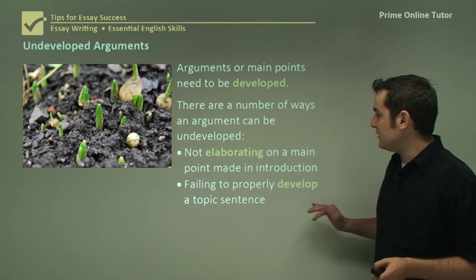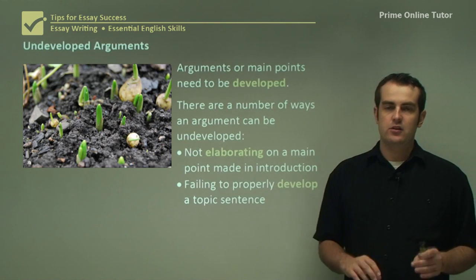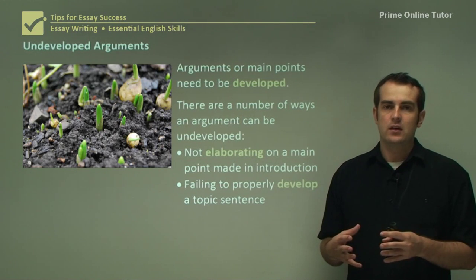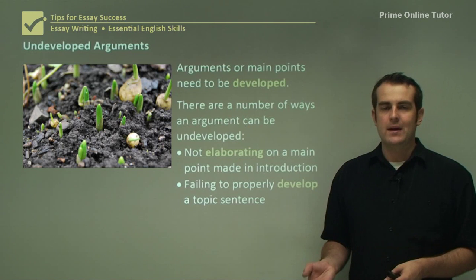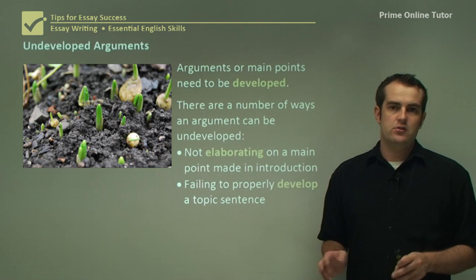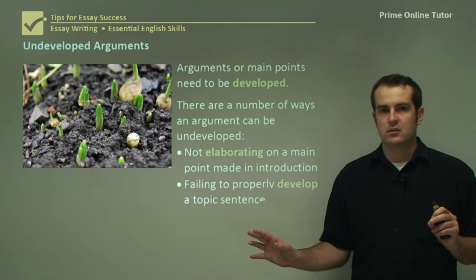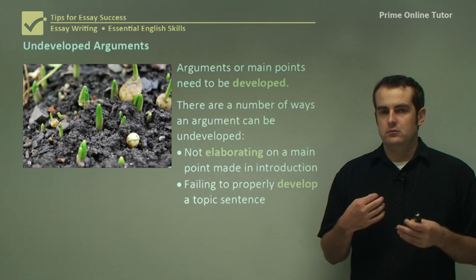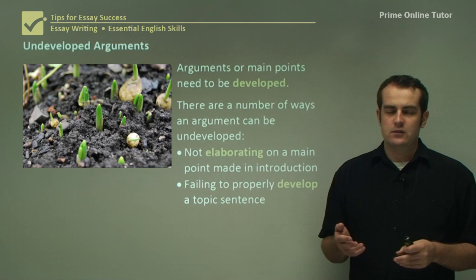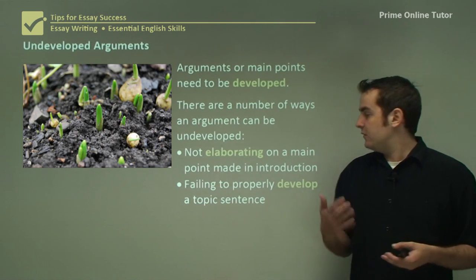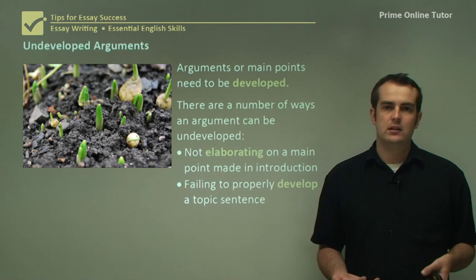Next thing is failing to properly develop a topic sentence. So you start a paragraph with a topic sentence, and then you don't really talk about that topic sentence again. You start off with an idea at the beginning of a paragraph, and then you talk about something else completely. So not only do those two things not match, and you've really got two arguments in the same paragraph, but you're not developing your topic sentence and proving it in any way.